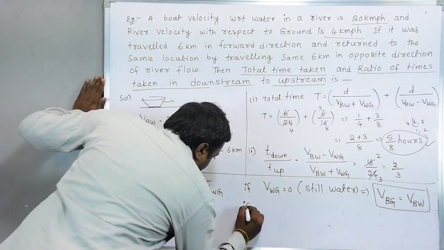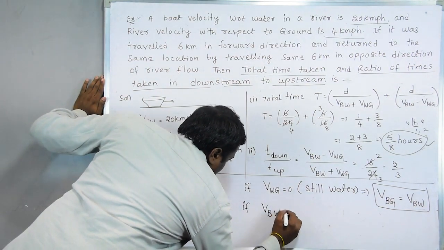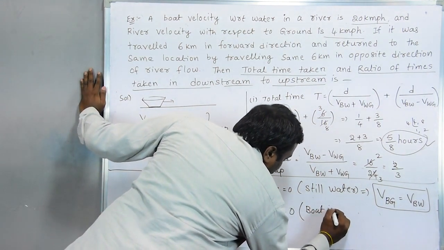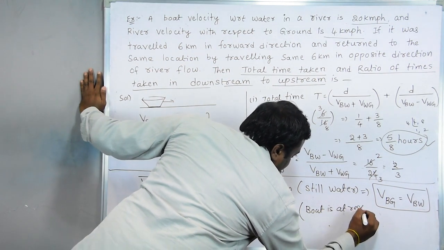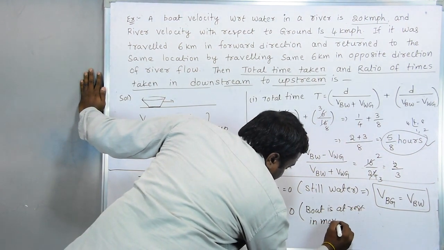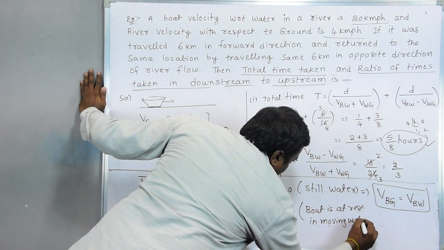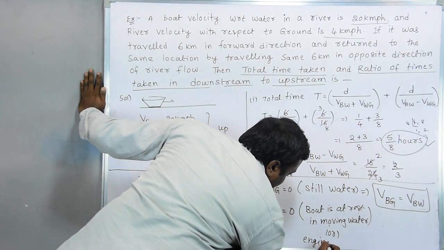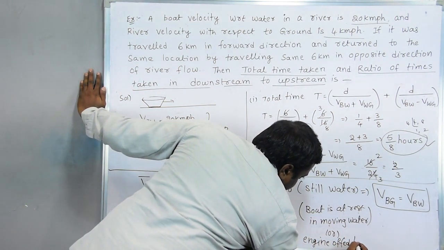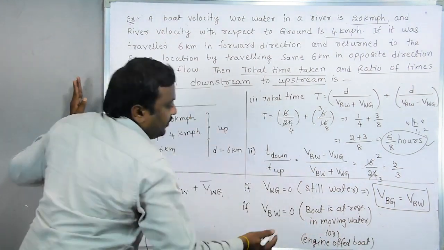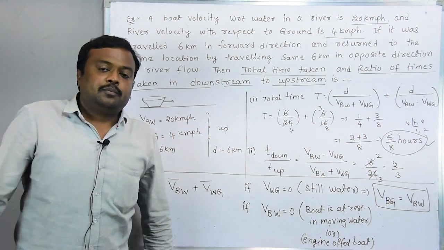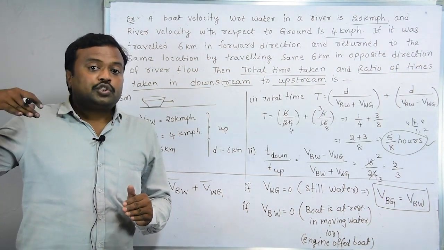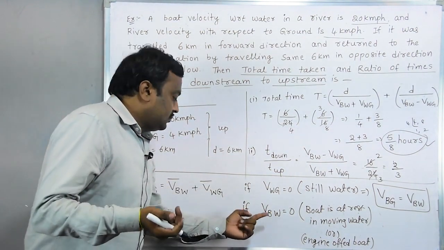Second term, you see, velocity of boat with respect to water is 0. That means the boat is at rest in moving water. Or one more phrase, they will say boat engine is off. The engine-off boat, this phrase also we take as the same case. If the engine of the boat is switched off, then it will be stationary. Only the motion comes with respect to water.